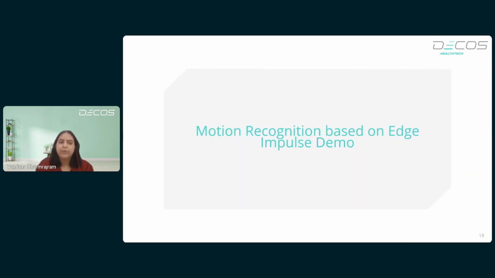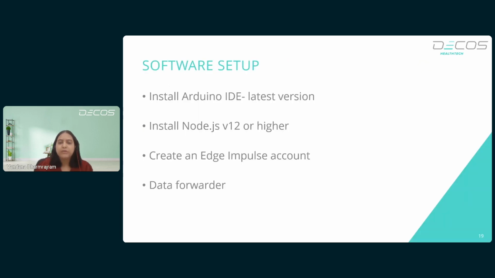Next is our demo, which is motion recognition based on Edge Impulse. Here is the software setup which we require for the demo. That is, we have to install the latest version of Arduino IDE. Next, we have to install Node.js version 12 or higher, create an Edge Impulse account, and we also need a data forwarder.